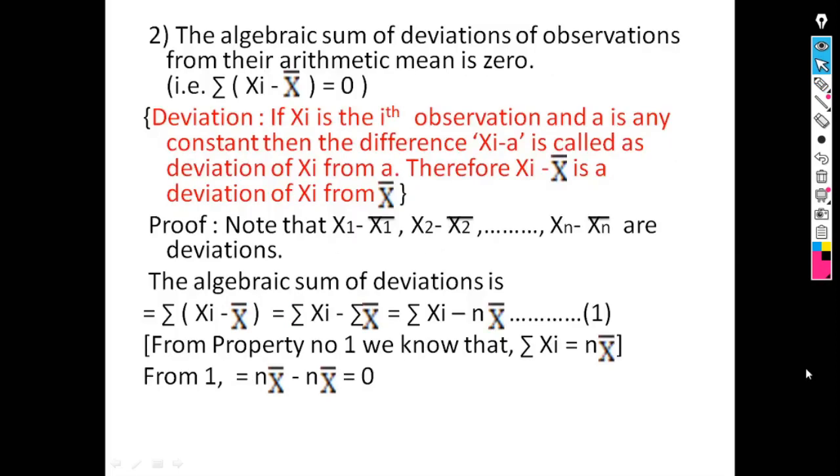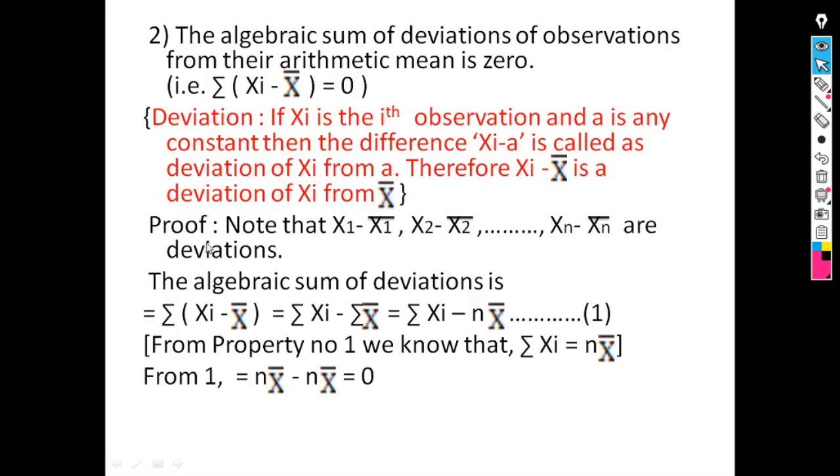The second property is that the algebraic sum of deviations of observations from their arithmetic mean is 0, that is, summation of xi minus x bar equals 0. First we will see what is meant by deviation. If xi is the ith observation and a is any constant, then the difference xi minus a is called the deviation of xi from a. Therefore, xi minus x bar is a deviation of xi from x bar.